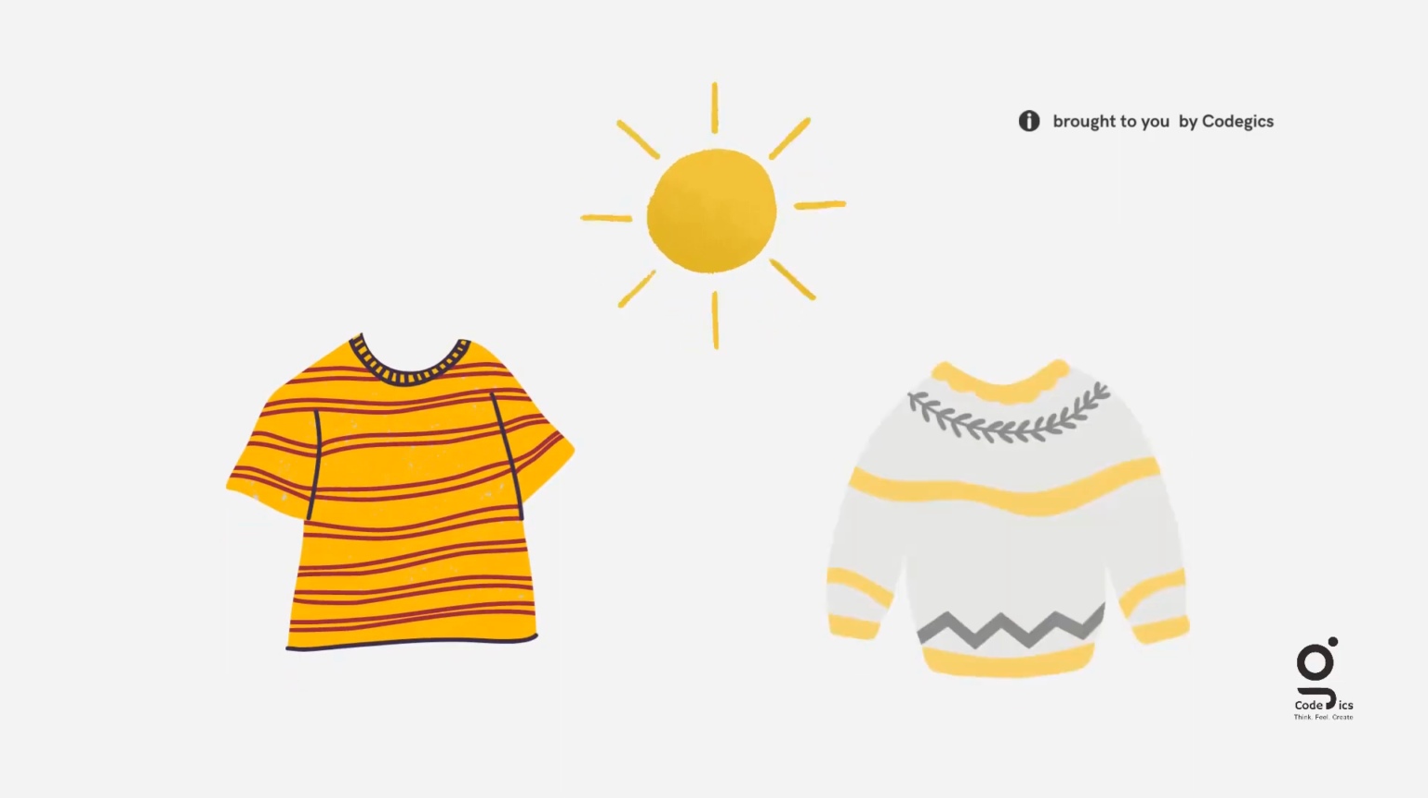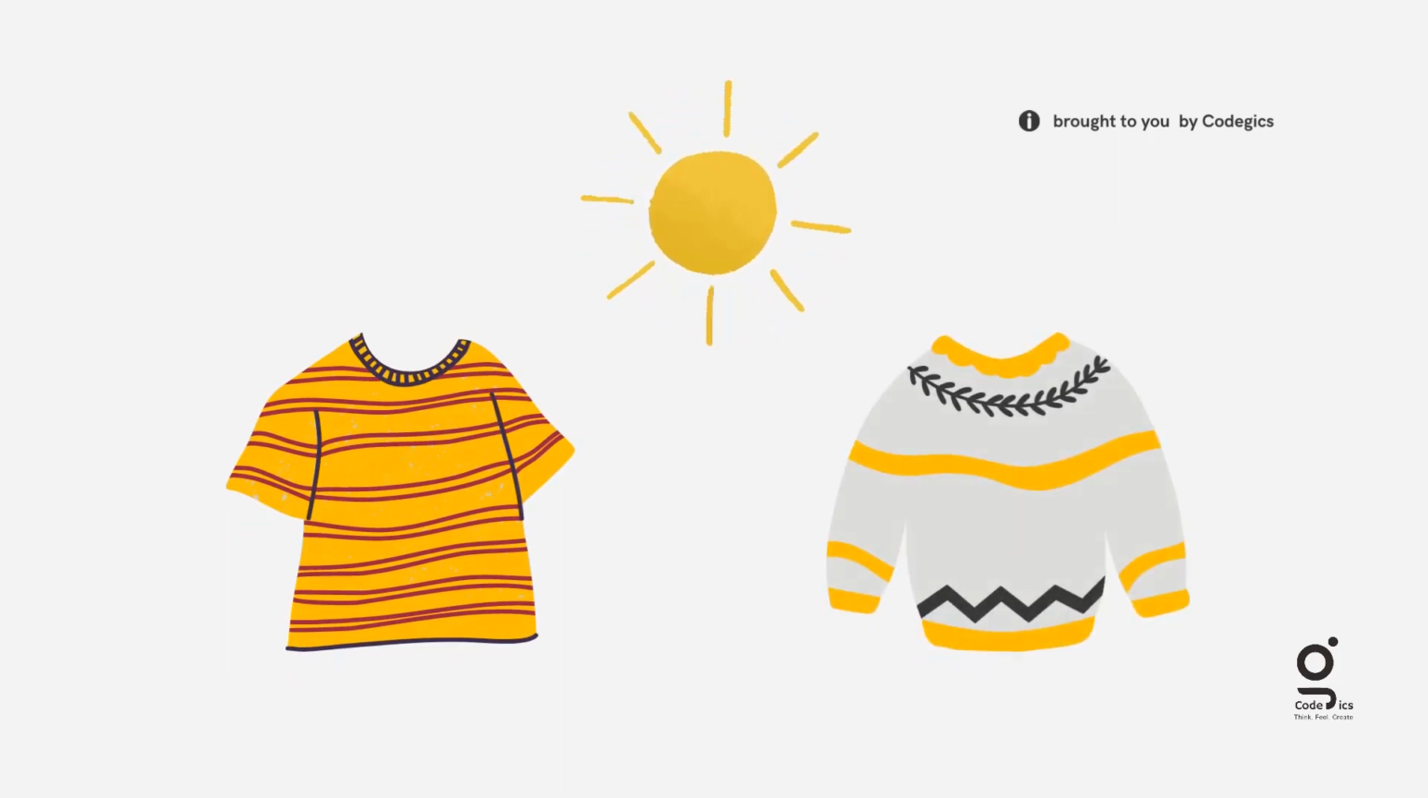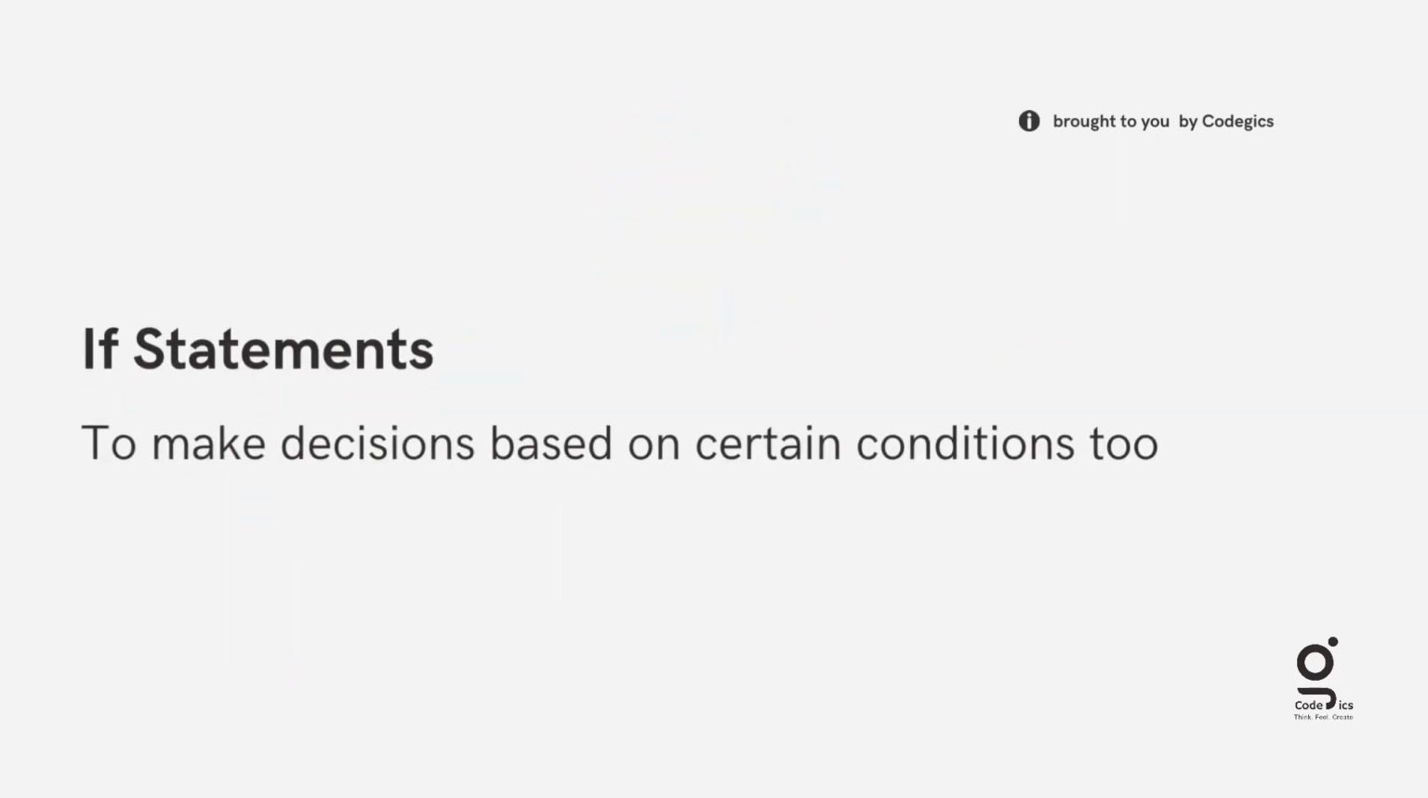Have you ever made a decision based on a certain condition? For example, if it's a hot day, you might choose to wear a t-shirt instead of a sweater. Well, in programming, we can use if statements to make decisions based on certain conditions as well.